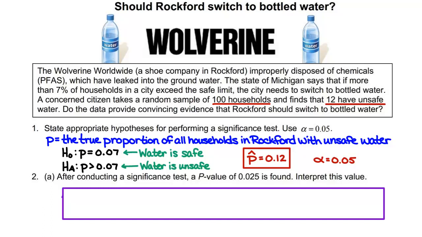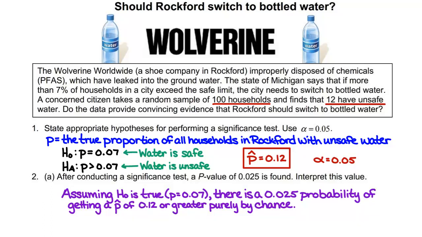Assuming the null is true, P equals 0.07, there is a 0.025 probability. Absolutely. Assuming the H0 is true, so assuming the water is safe, because that's what our H0 is, right? If 7% of households or less have unsafe water, then we say that generally the water is safe in this area. So if the H0 is true, P is equal to 0.07, the water is safe. There's a 0.025 probability of getting a p hat of 0.12 or greater purely by chance.